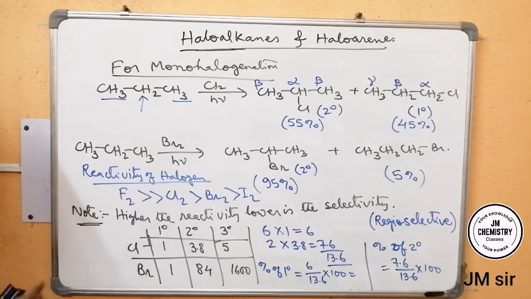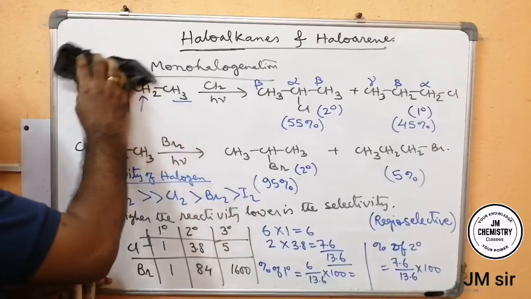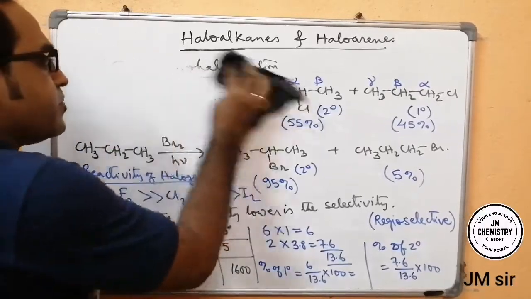So in a board exam or in the JEE or NEET exam, we have to carefully write down the final product. For chlorination, the selectivity is less. For bromination, the selectivity is very high. For example, you may come across this problem in JEE Mains.